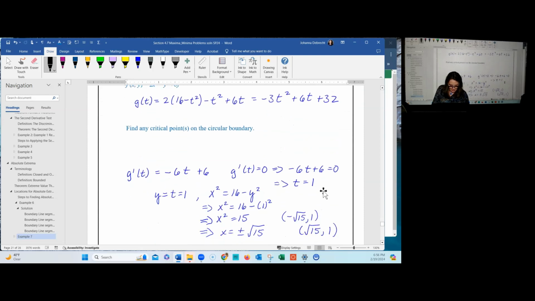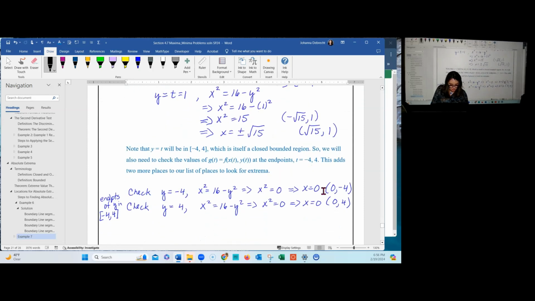When we do that, we're going to be adding a couple of points. We have to check the endpoints by the extreme value theorem from Calculus 1. When y is negative 4, we take the equation x squared equals 16 minus y squared, and whether it's 4 or negative 4, when I square it, it becomes 16, which gives me that x squared is 0, or x is 0 in both cases. This gives me two additional places to check, (0, -4) and (0, 4).